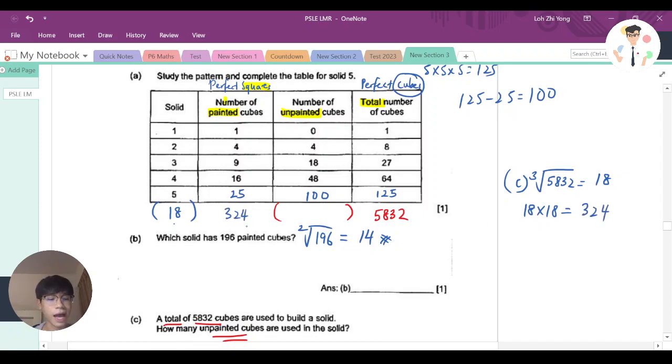And now you want to find the unpainted. So how to find the unpainted? Simple one. 5832 minus 324. So that would be 5508. And that would be your answer. You're done.